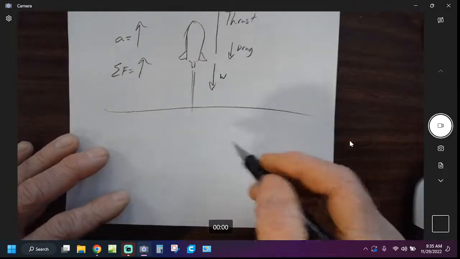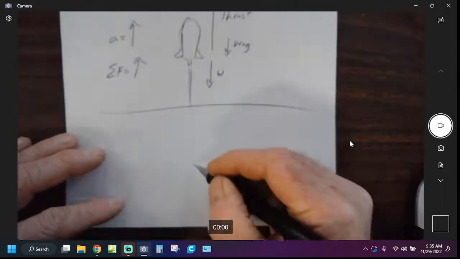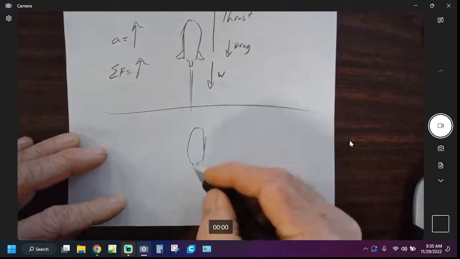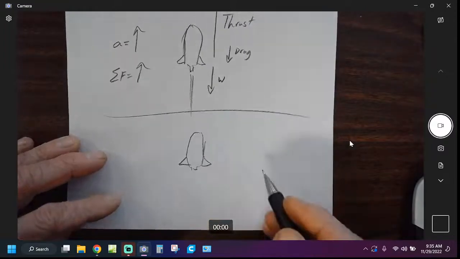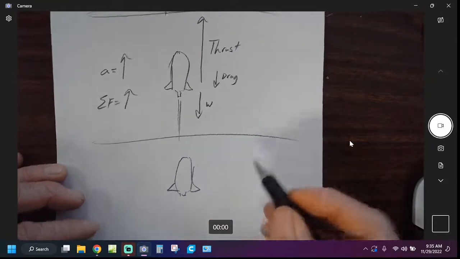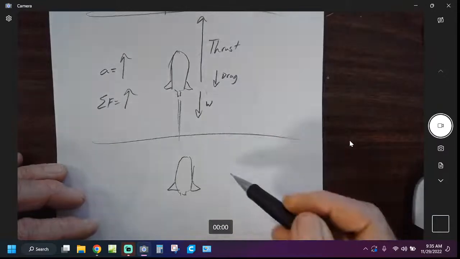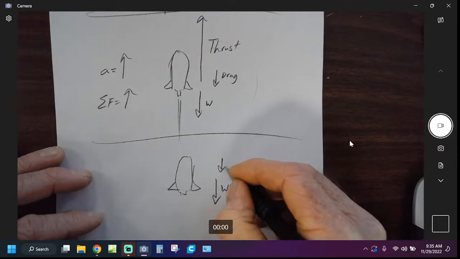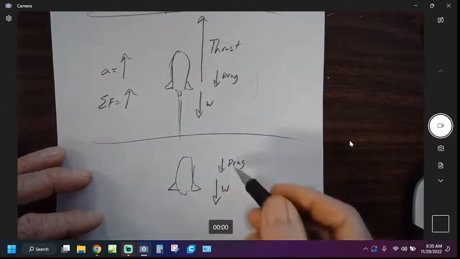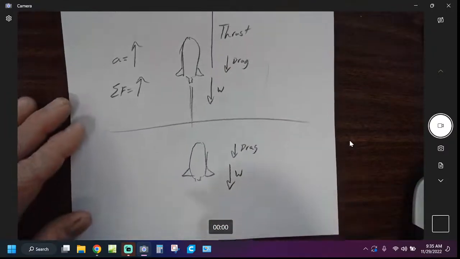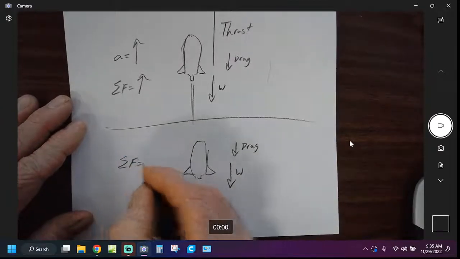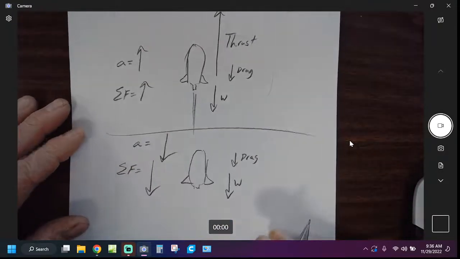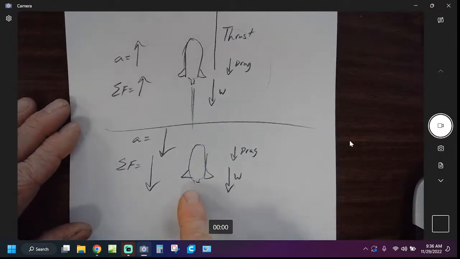Now the next one, this is when it's coasting. Coasting means there's no thrust anymore. So it's going to be just like the last one, except the thrust is gone. So if I make it just like this, except the thrust is gone, then I'm going to have weight going like this and drag like that. And if I add those two things up, what kind of a net force am I going to get? I'm going to get a downward net force, and that means I'm going to have a downward acceleration. So this is when it's coasting upward.